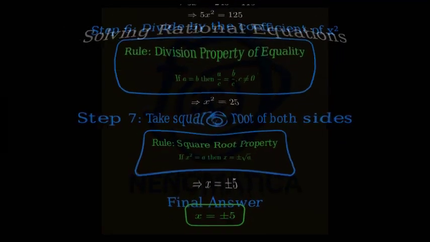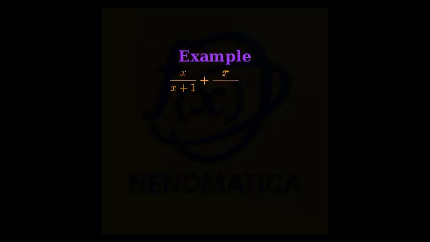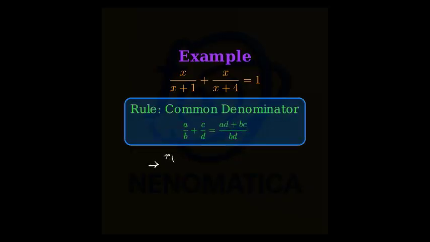Let's verify our answer by looking at our example. We have the equation x over x plus 1 plus x over x plus 4 equals 1. The first step in solving this rational equation is to find a common denominator for the fractions on the left side. We'll apply the common denominator rule to rewrite the left side of the equation.